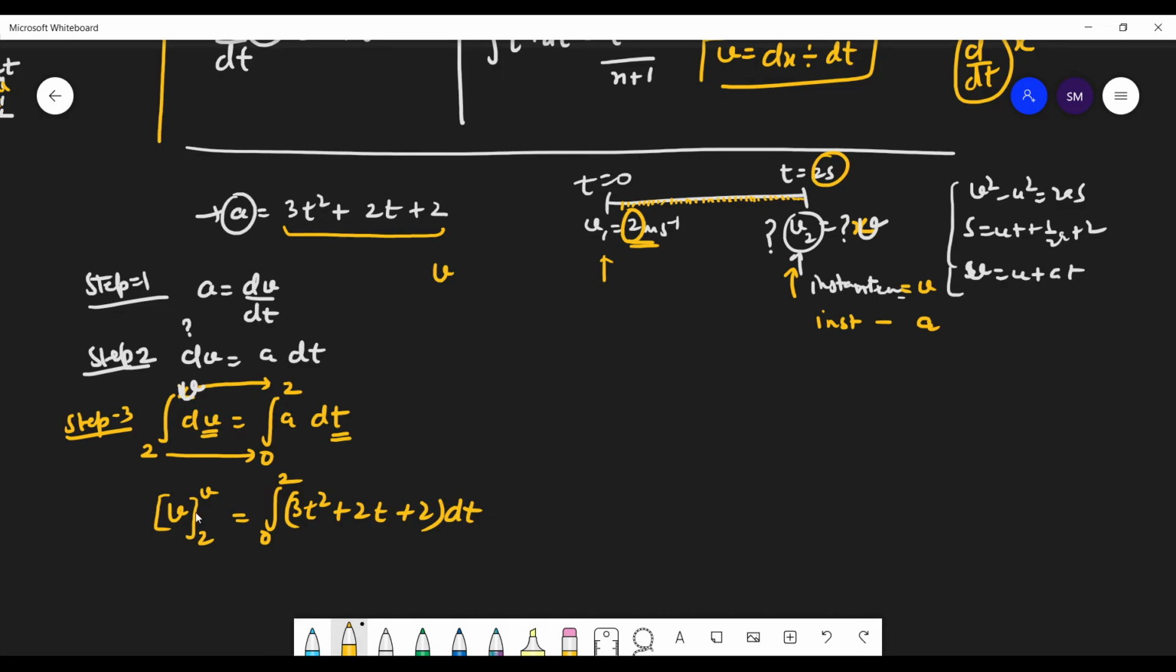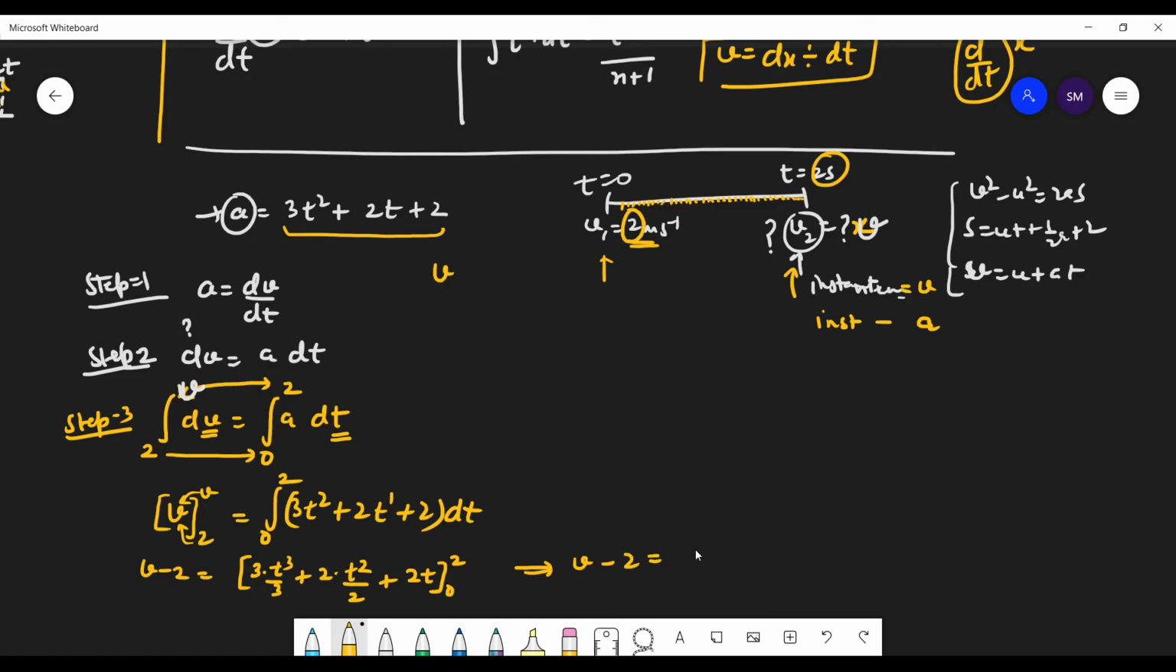Now put the final limit v minus the initial limit 2 on the left, and on the right, first of all we have to integrate it. So the integration of 3t square, so 3, and then the integration of t square is power plus 1 divided by 3, then 2t the constant will come outside, t raised to power 1, so 1 plus 1 is 2, divided by the same power, plus the integration of 2 is 2t, from 0 to 2. So what do you get here, students?